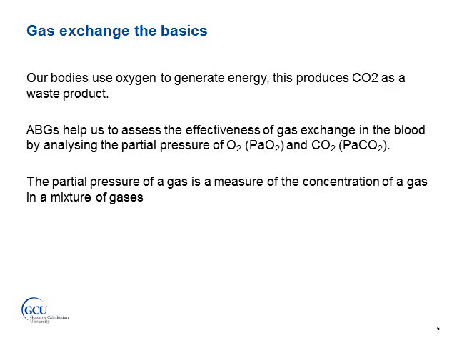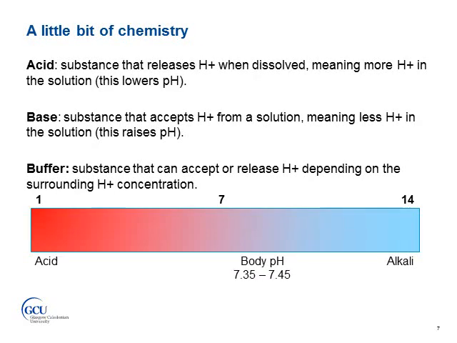Our bodies use oxygen to generate energy. During metabolism, our cells use oxygen and produce carbon dioxide as a waste product. Arterial blood gases help us to assess the effectiveness of this gas exchange process in the blood. We do this by analysing the partial pressure of oxygen, which is abbreviated as PaO2, and of carbon dioxide, which is abbreviated as PaCO2. The partial pressure of a gas is a measure of the concentration of a gas within the mixture of other gases that are available.